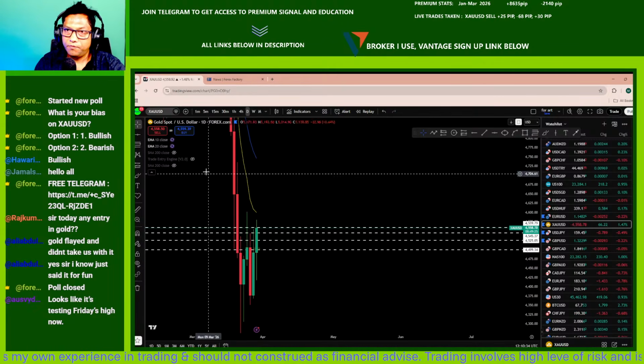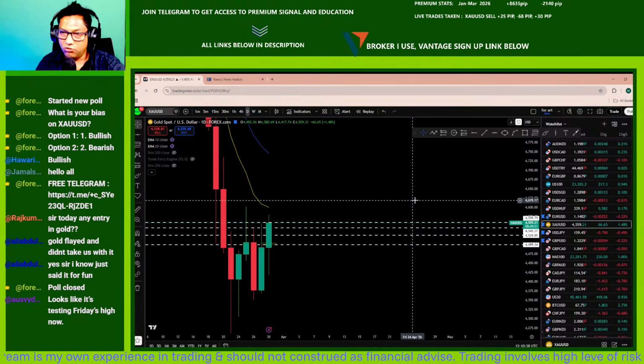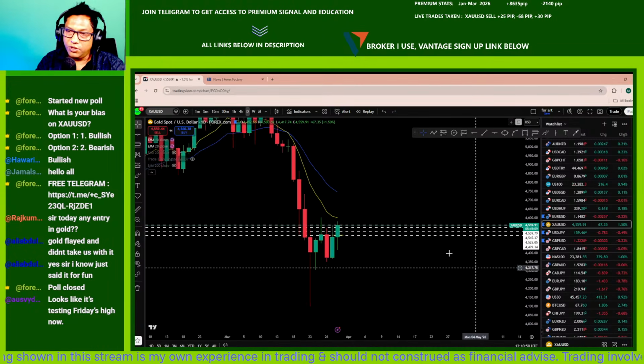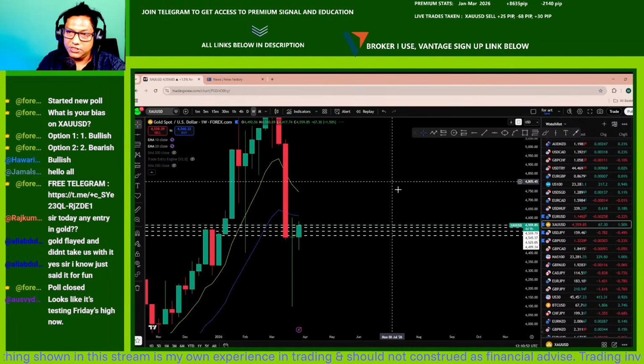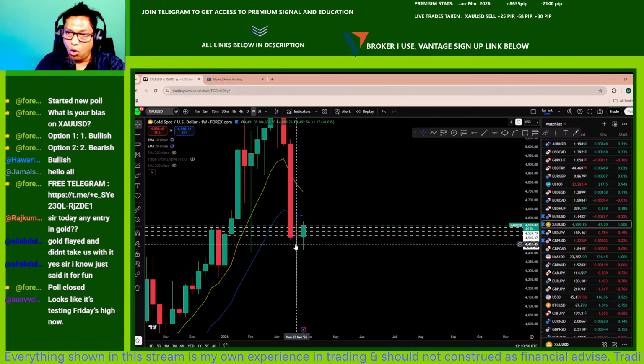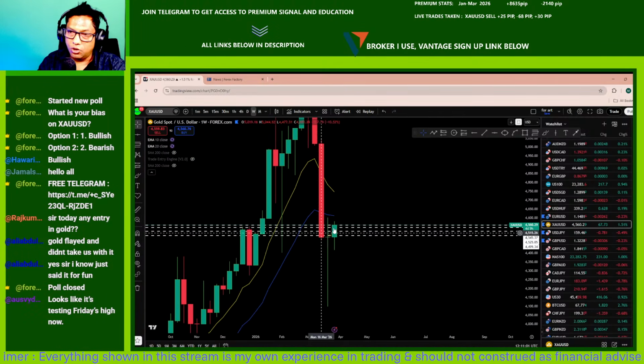So on Friday, I think it has already tested Friday, Thursday. It's done. Now it's going to test the weekly high. If you look at the weekly price action, you will see a different picture. You see what happened? On the weekly, there was a long doji here. So this is a weekly doji.